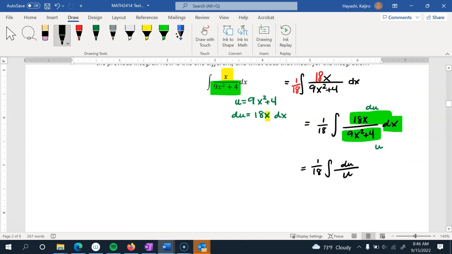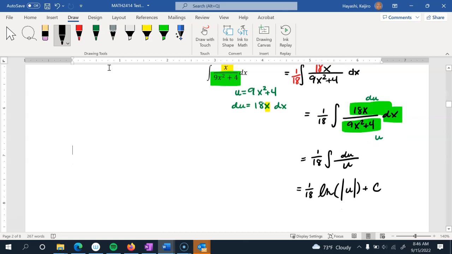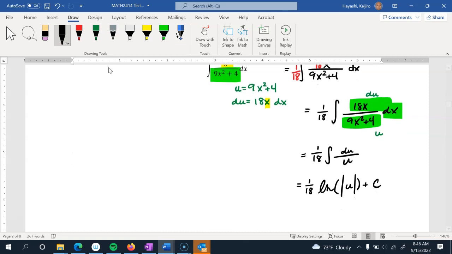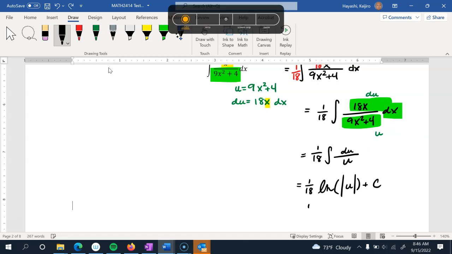Okay. But the integral of that is simply the natural log of the absolute value of u. Whenever you have something on the bottom with its own derivative on the top, that is a natural log. And u was simply this 9x squared plus 4, so just go ahead and replace that back after integrating.